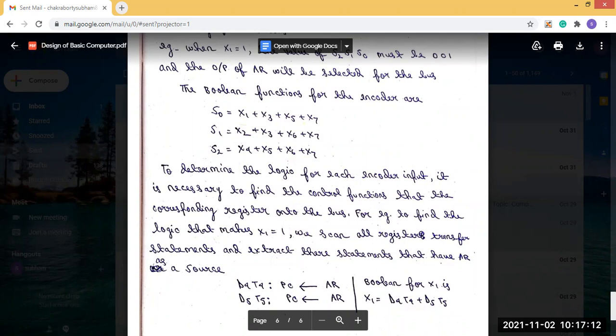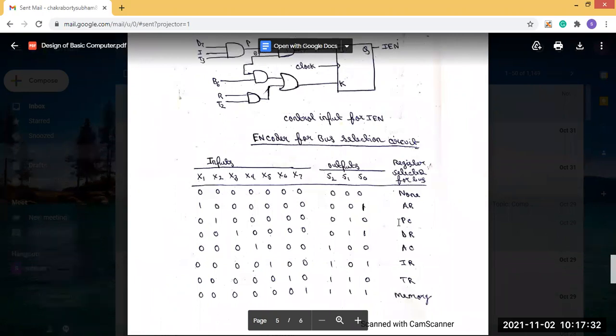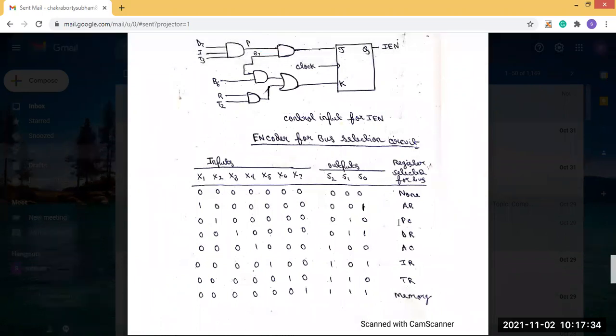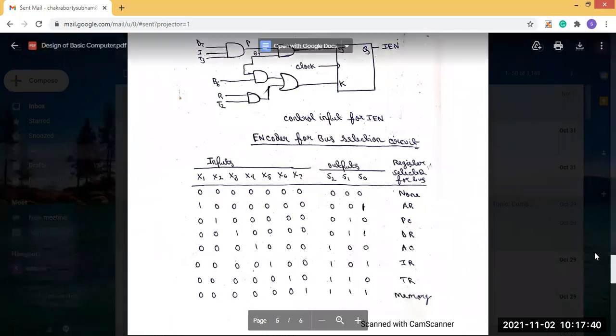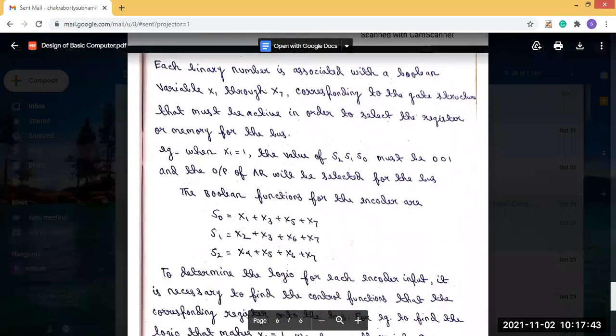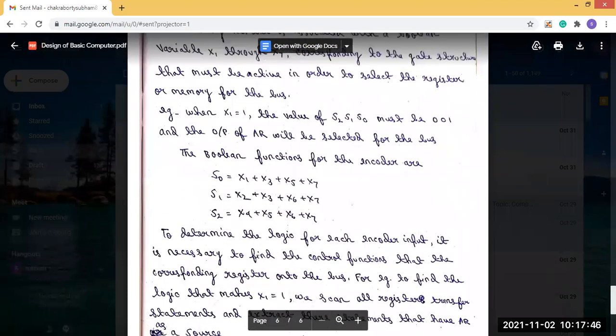Now, to determine the logic of each encoder input, it is necessary to find the control functions of the corresponding register onto the bus. Based upon that, we have seen which register has the access on the bus at that particular moment. So to determine the logic of each encoder input, it is necessary to find the control functions of the corresponding register.